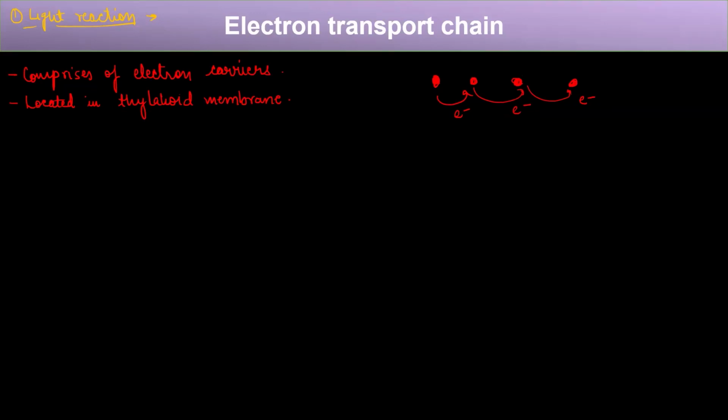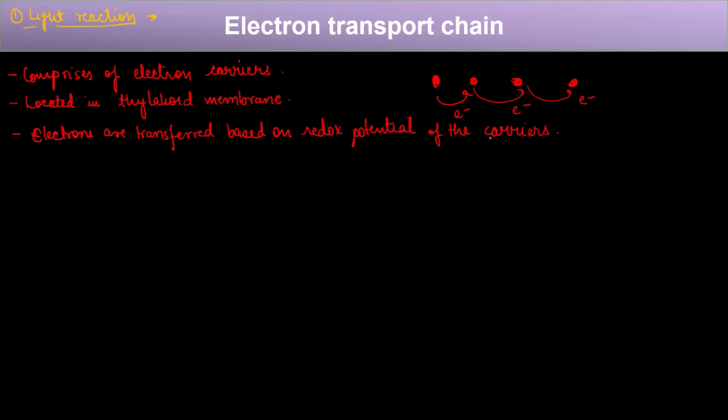Now, if someone asks what the condition or requirement is, under what situation the electron gets transferred from one carrier to another, it is done on the basis of the redox potential of that carrier. Electrons are transferred based on the redox potential of the carriers. By carriers, I mean electron carriers.